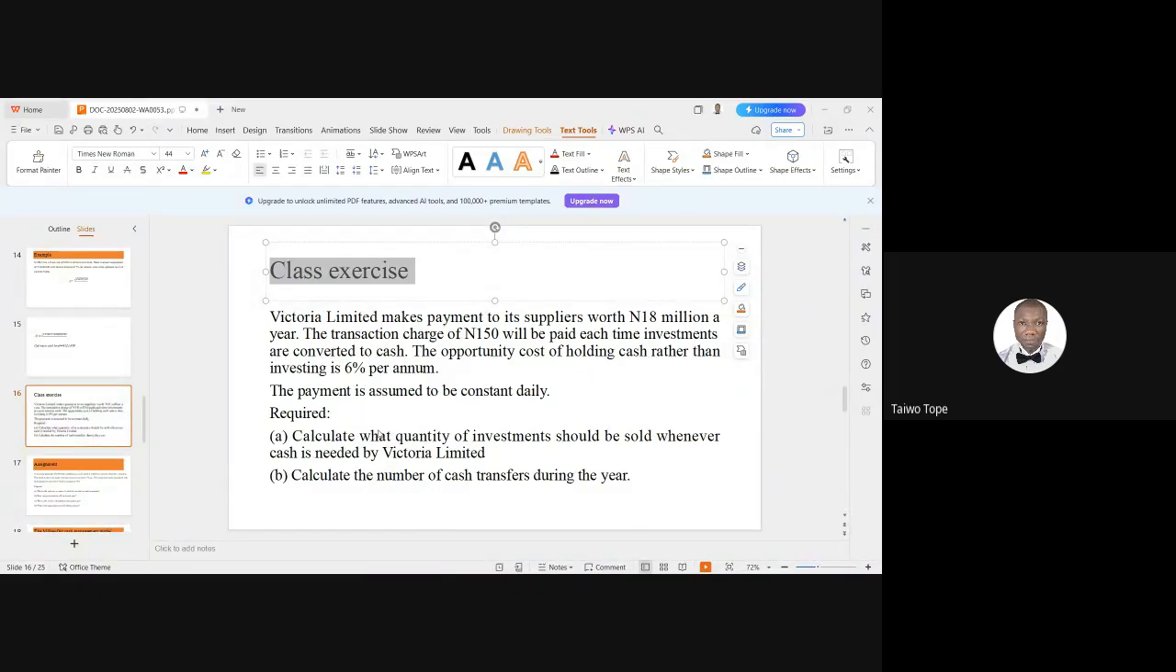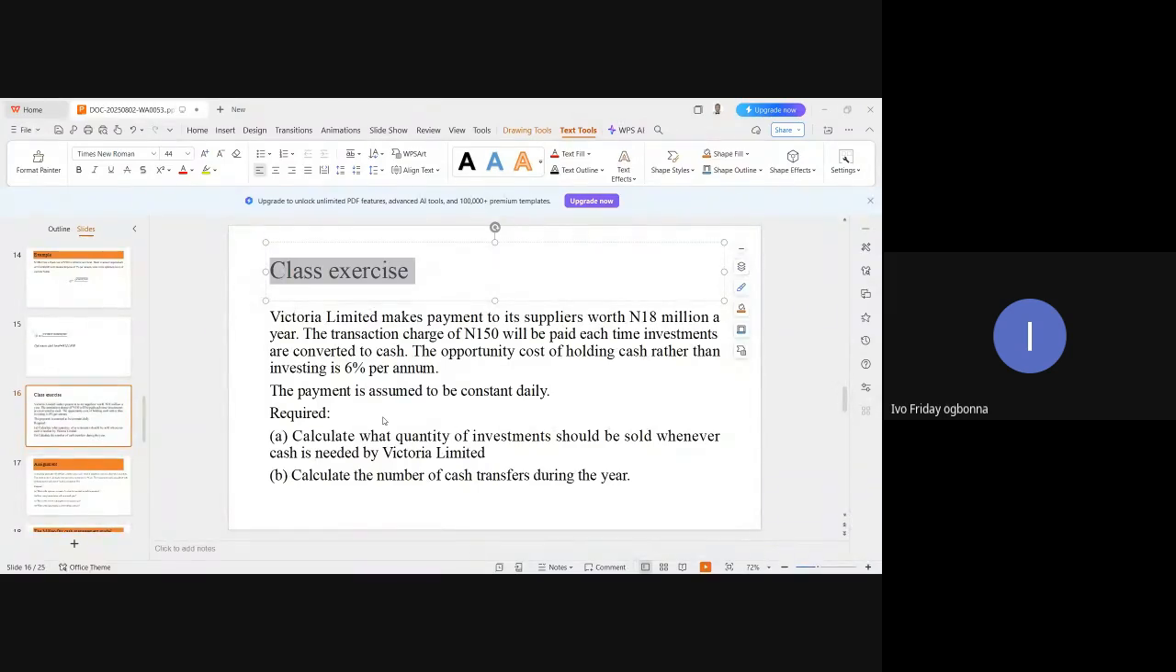Now looking at this question, what are we going to do? It's a class exercise, brainstorm. What is the answer for A? A is 300,000. How did you come about that, sir? I used the formula: 2 times 18 million times 150, which is the transaction cost, then I divide it by the opportunity cost, which is 0.06, then I take the square root. Yes, that is very good. Then the B is 9,000. How did you get that, sir?